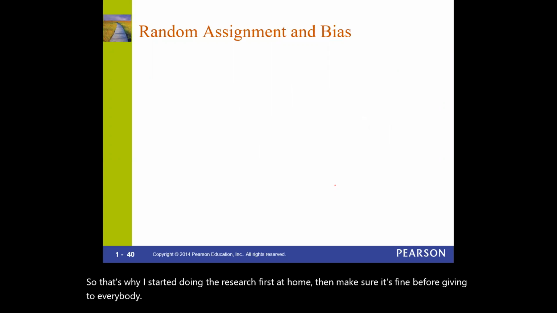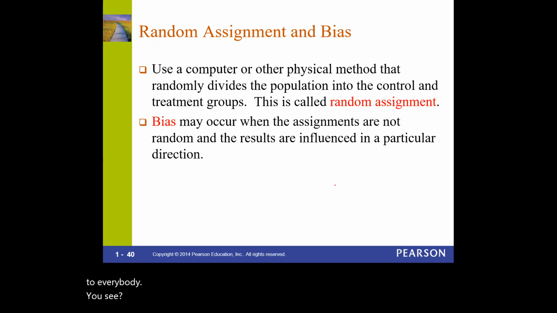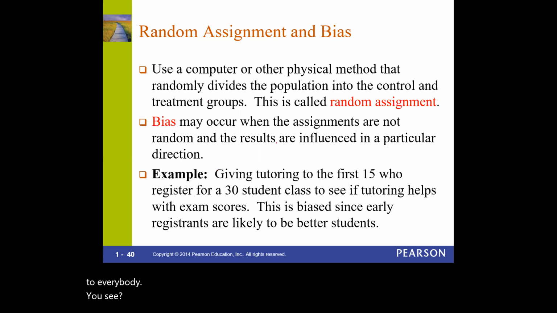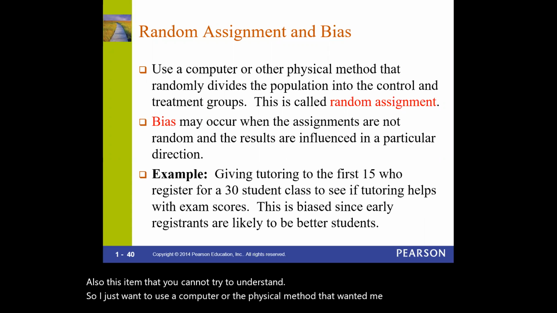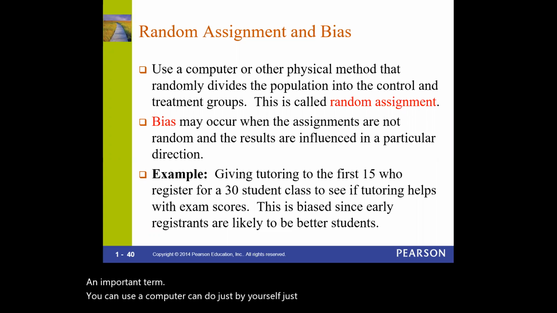So let's see. Also, this item that you're going to try to understand. This one says use a computer or a physical method to divide the population into random groups. So, I mean, things that we can do on this side, okay? You can use a computer, it can do this by itself. You just say, okay, I'm going to divide it.